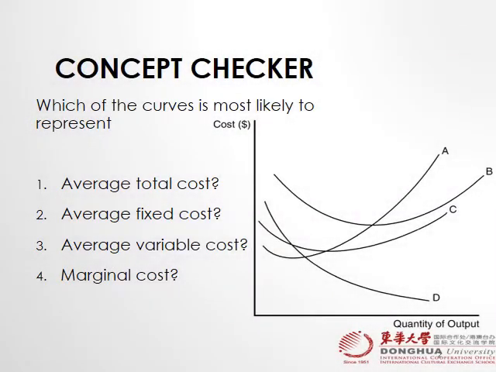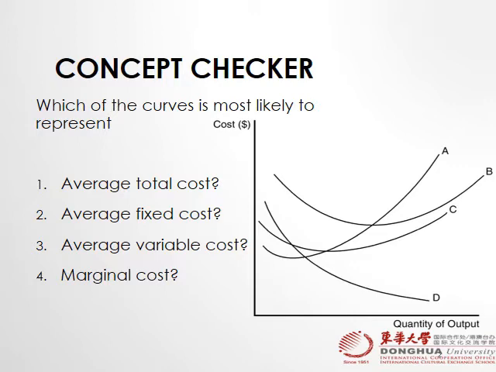Here we go, we have another concept checker, and that concept checker we will do together. First of all, pause the video and try to solve it, which curve represents what, and then we discuss this together. Okay, I hope you identified correctly. So what is the average total cost here? The average total cost is the U-shaped curve.